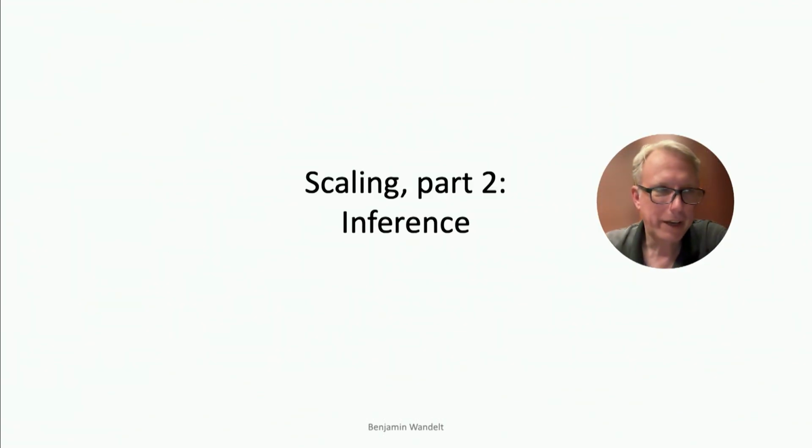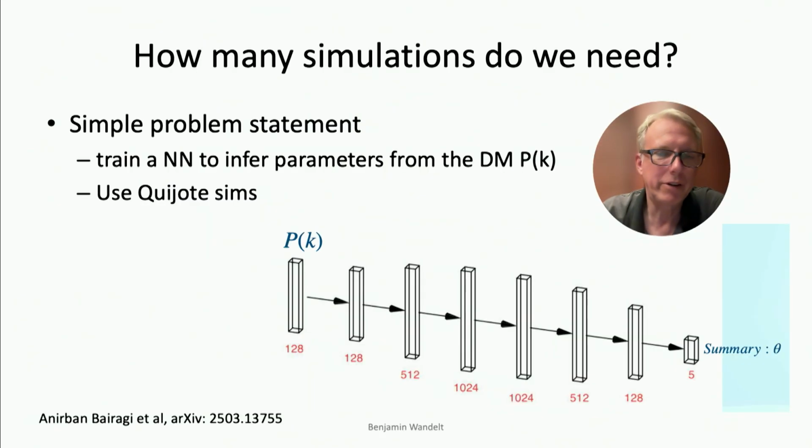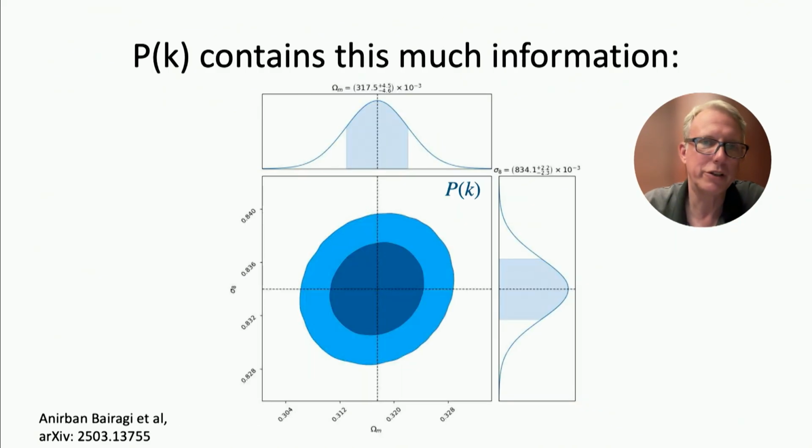One issue I've alluded to but not really gotten into is, how many simulations do we actually need? We were looking at this with Anirban Baraji, PhD student in Paris, where we took a very simple problem statement: if we train a neural network to use the power spectrum of the dark matter to infer parameters, how many simulations do we need to train that neural network? And we use a publicly available set of simulations to do that.